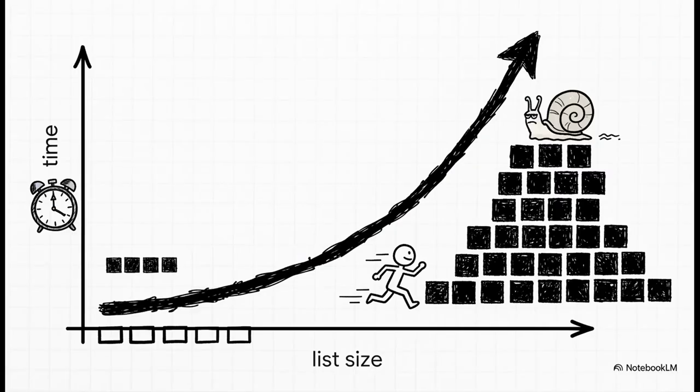So bubble sort's time complexity is what we call quadratic. It sounds fancy, I know, but all it really means is that if you double the size of your list, the time it takes to sort it doesn't just double, it roughly quadruples. If you make the list 10 times bigger, it takes 100 times longer. It gets very, very slow, very, very fast.